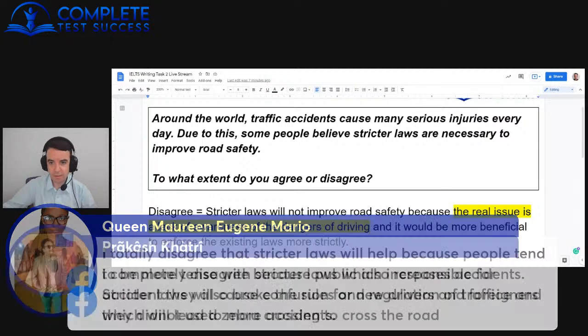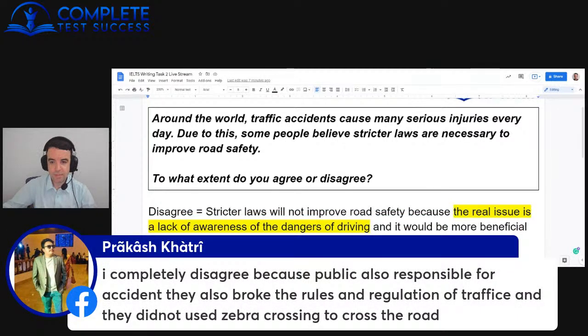Okay, so that's the same one again. I completely disagree, because the public is also responsible for accidents. They also broke the rules and regulations of traffic, and they did not use zebra crossings. No. So what we're saying is that stricter laws won't work because people break the law, the rules.